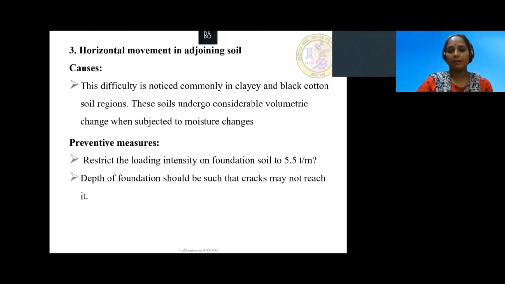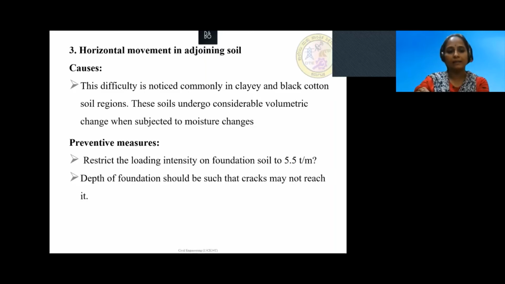So if a building is constructed in this type of soil, what happens? There will be a horizontal movement in the adjoining soil, due to volumetric change in the soils. Okay, what kind of preventive measures can be taken in this case? If we are constructing a building on black cotton soil or clayey soil, the loading intensity in the foundation should be maintained at 5.5 tons per meter.